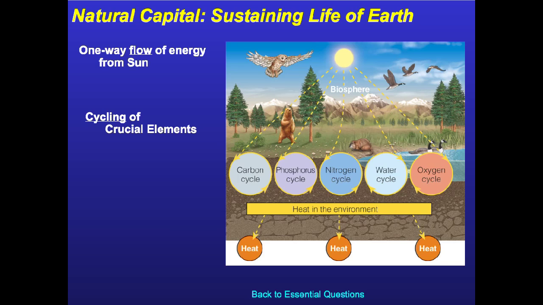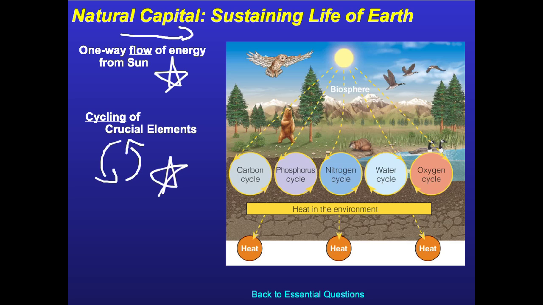So the most important interaction between the abiotic world and the biotic world in ecosystems is this flow of energy from the sun and the cycling of crucial elements or of nutrients. It is the most important, and is so important to remember, that energy flows and nutrients cycle. What does energy do? What does nutrients do? That's right.